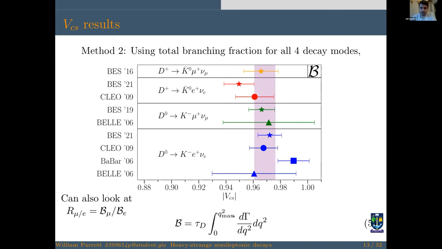The second method is to integrate over the full Q squared range to obtain the branching fraction. And then there's experimental data for this. In this case, we've got access to all four channels, so the different charges on the mesons and electrons and muons available. And we obtain a similar result this way. So these methods are semi-independent. That's, of course, because we're using the same form factors, albeit in a slightly different way. And some of the experiments overlap with the three methods. So, hence they're semi-independent determinations.